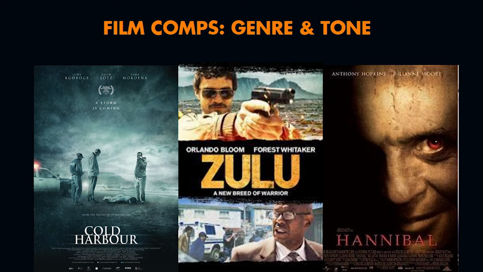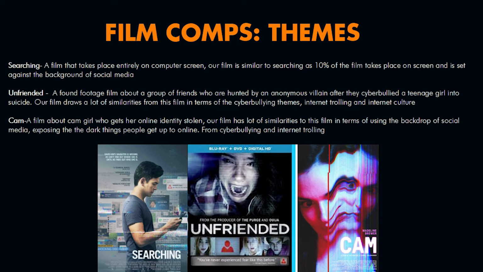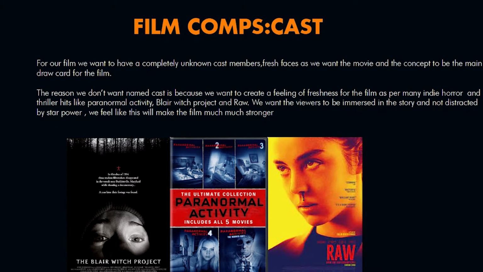So for instance, when you're putting together a film package for your film, you would need 3 slides of film comps. You would have one slide that shows films that are similar to your film in terms of genre and tone, and another slide that will showcase films that are similar in terms of theme and subject matter. And then you would also have another slide that showcases 3 films that are similar to your film in terms of cost. So, okay, let's break it down.